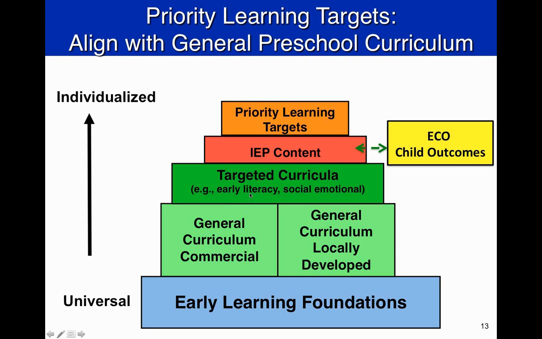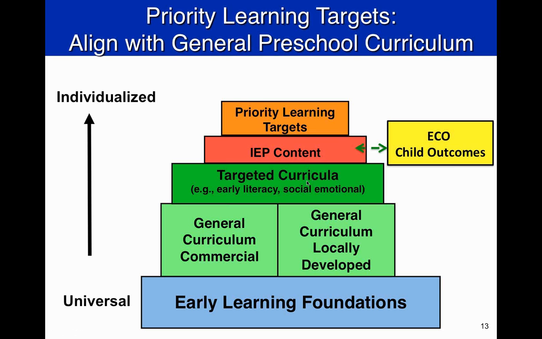We also know that practitioners may select targeted curricula, such as an early literacy curriculum or a math curriculum or a social emotional curriculum, because it has content that aligns with the early learning foundations and general curricular content, but it may also contain additional targeted content needed for some children in your classroom. So within a response to intervention framework, these targeted curricula and the content contained in those targeted curricula can be considered Tier 2 content or Tier 2 types of learning targets.